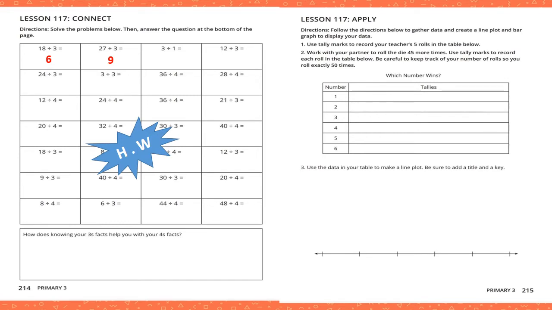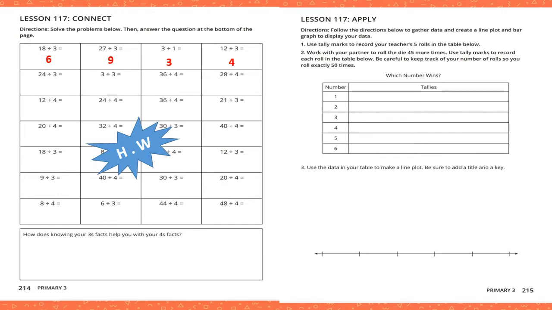3 divided by 1 equals what? What times 1 equals 3? 3 times 1 equals 3. So the answer will be 3. 12 divided by 3 equals 3 times 4 equals 12. So the answer will be 4. And complete as homework.